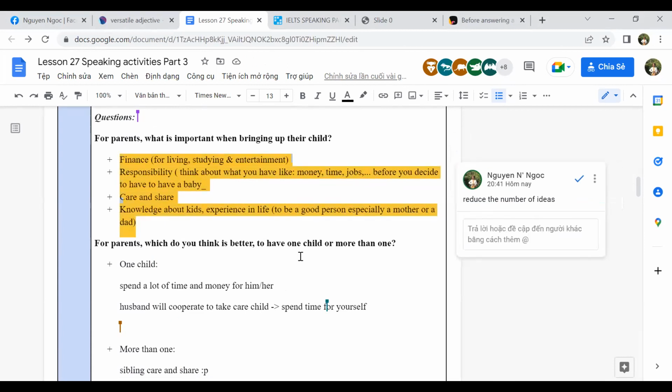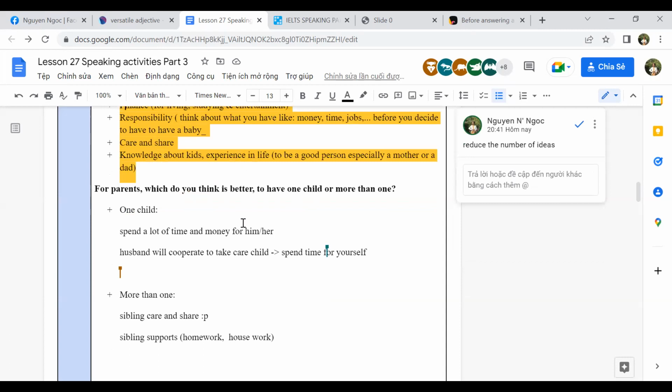Finance, yes. People need money to bring up a child, right? Or to raise a child. Care is expensive. Education is expensive. Food is expensive. Maybe knowledge or love. Choose 1 or 2 factors. Don't give a list.